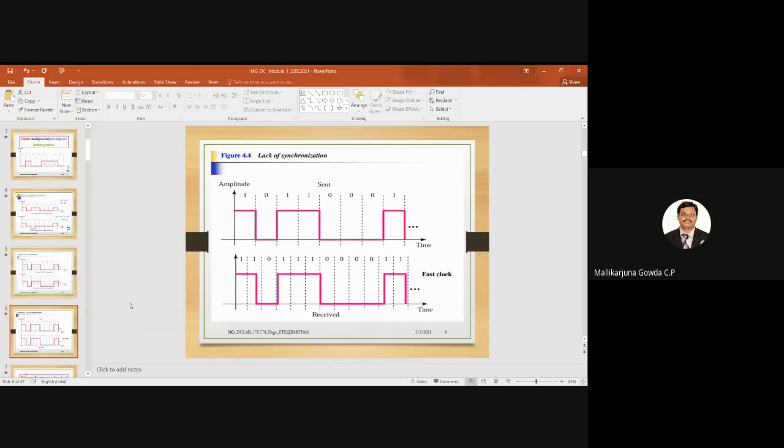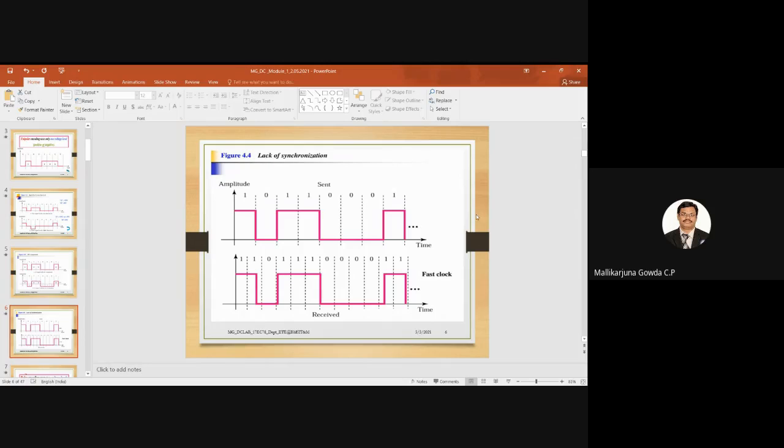Another thing is lack of synchronization. What do you mean by that? The first diagram shows the data sent, 10110001. In the second one, if the clock is very fast, this is the data sent and this is the data received at the receiver side. If I have a very fast clock, what happens? There will be no synchronization between the transmitted signal and the received signal. That we call a lack of synchronization.